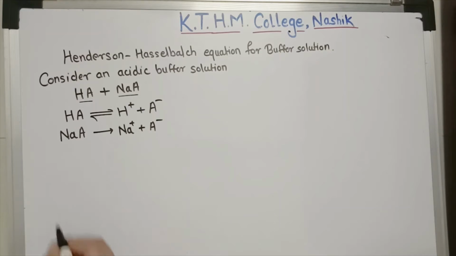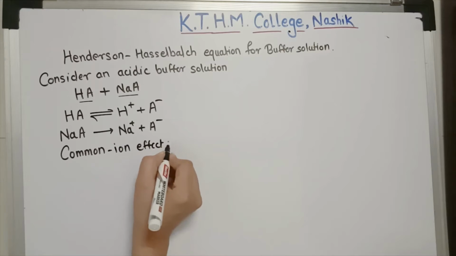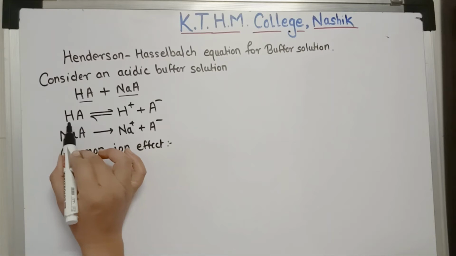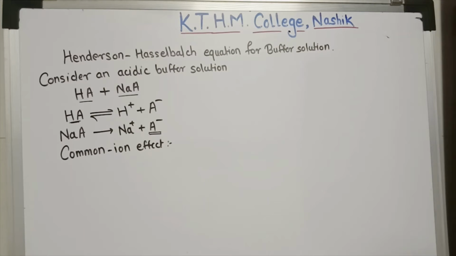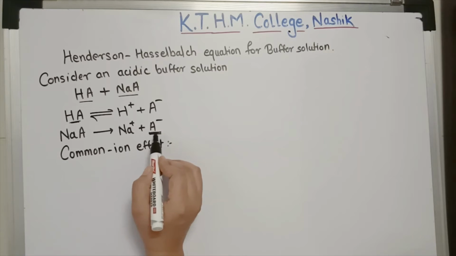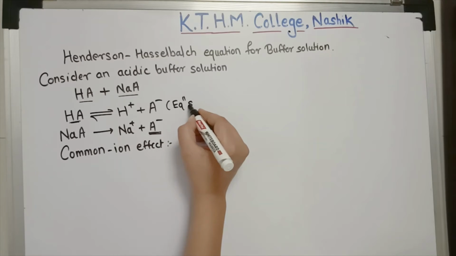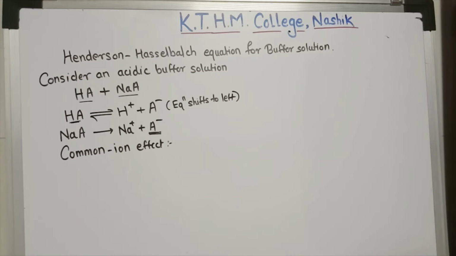Now, in the previous lecture, we have studied the common ion effect. The common ion effect tells us that the dissociation of any substance in the presence of a solution containing the common ion gets suppressed due to the presence of that common ion. So, the dissociation of HA gets suppressed due to the presence of A minus already in the solution. As we know, NaA is a salt which gets completely dissociated. So, in the solution there is already a presence of A minus, and due to that the equilibrium shifts to the left. Why? Due to the common ion effect. Okay.